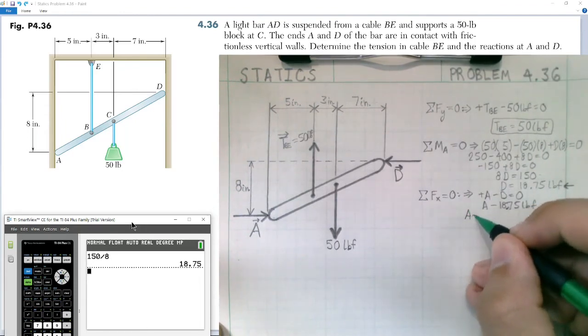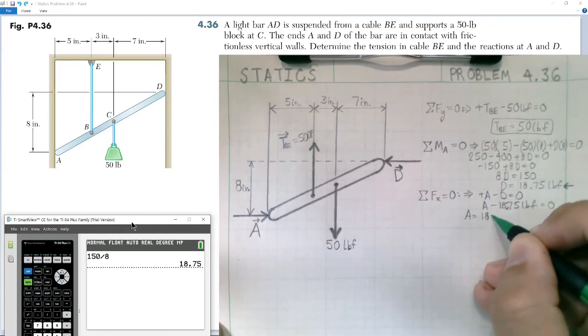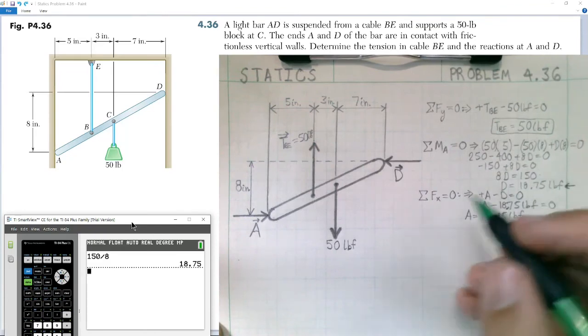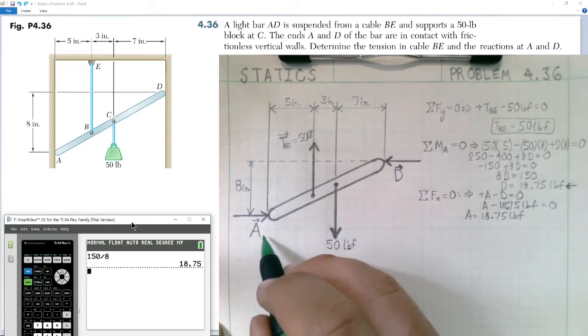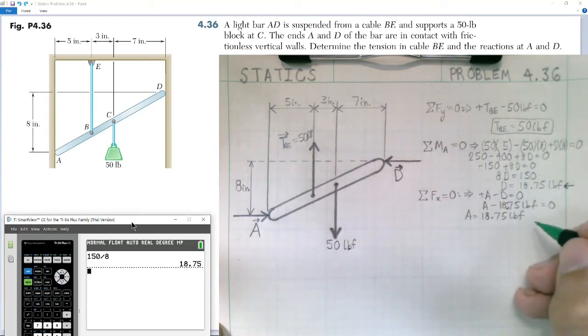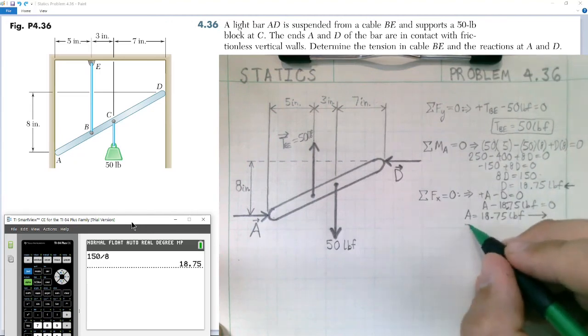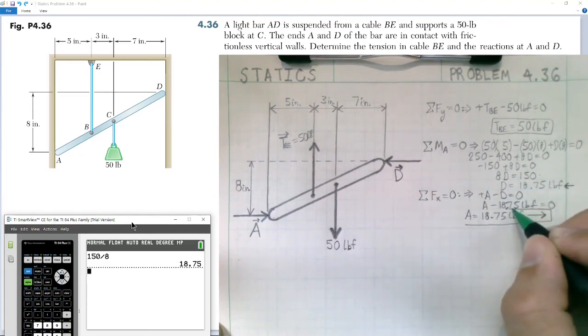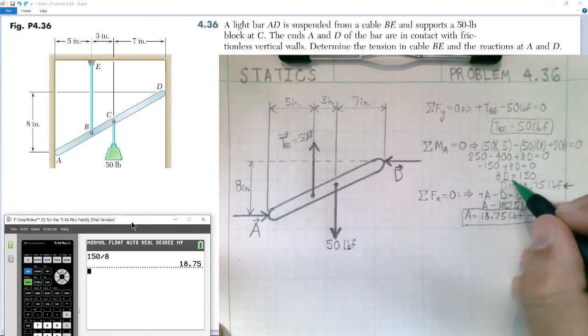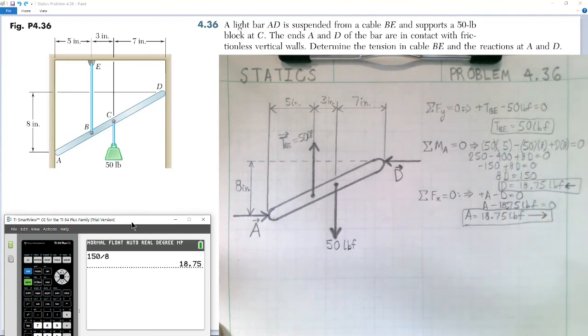So A must be equal to positive 18.75 pounds of force. A positive value simply tells us the direction in which the vector A is drawn is correct. A is acting to the right, D is acting to the left. So you include this direction symbol as part of the answer for the vector at point A. We have the reaction at point A, the reaction at point D, and the tension in cable BE all solved for.